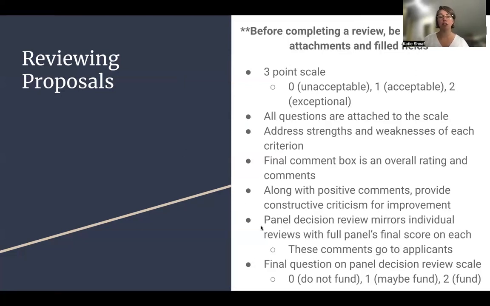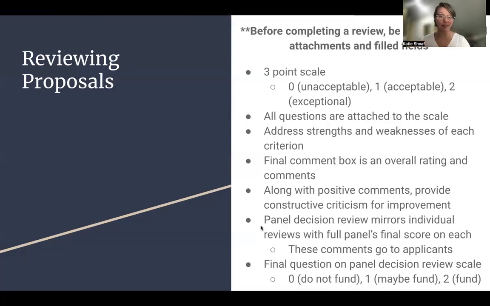So the panel decision mirrors the individual reviews. You'll see a review panel that addresses each criterion with strengths and weaknesses and a rating scale. You'll do that for your preliminary reviews. Then you'll meet as a full panel to make your final funding recommendations. And you and the panel chair are going to work together to fill out this final funding recommendation screen.